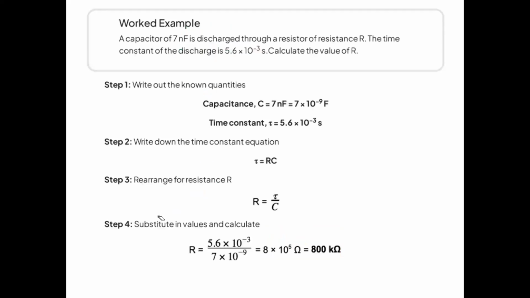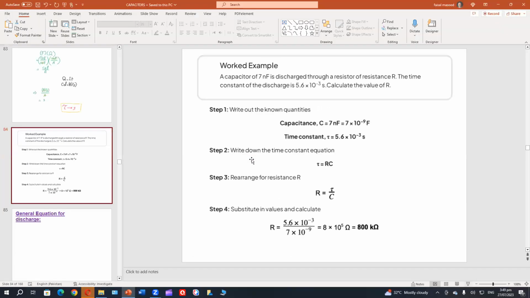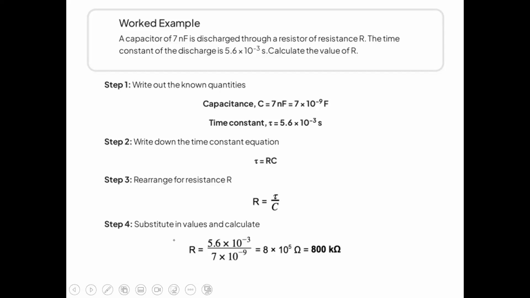Now, this is an example. I will post you later on this one: a capacitance of 7 nanofarad is discharged through a resistor of resistance R. The time constant of the discharge is this much. Calculate the value of R. So what we are doing first, we are converting nanofarad into farad, and the time constant is there. So we put the formula, rearrange it, and get the calculation. This is a simple step calculation to show how we can use this formula.